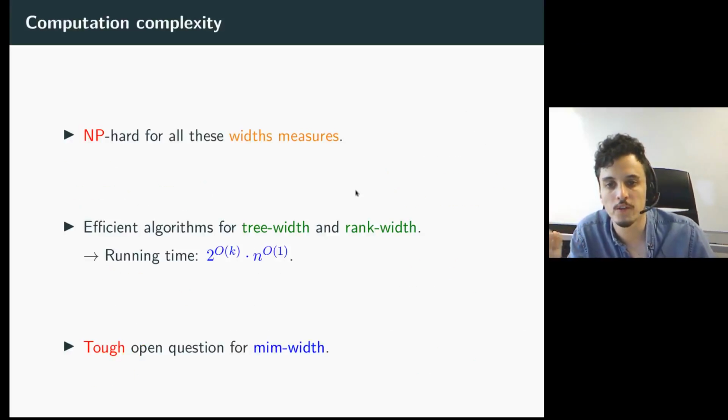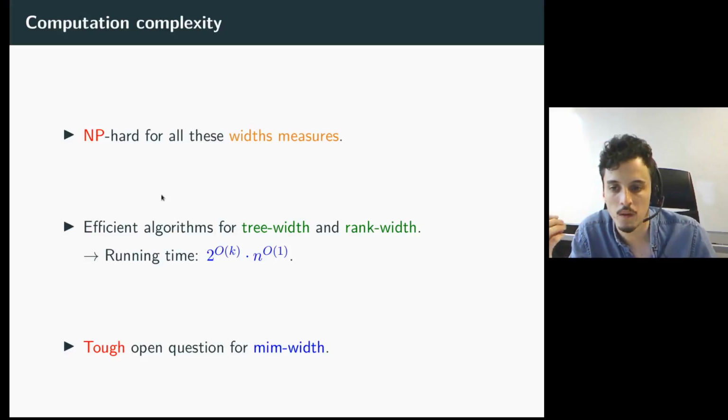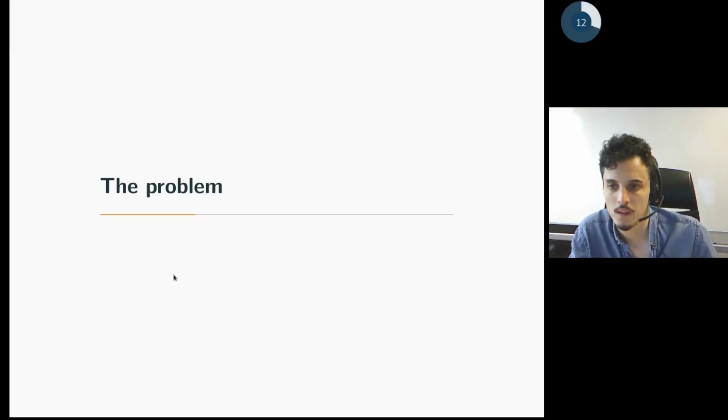For the computation, for all of these parameters, it is NP-hard to compute them. But for treewidth and rank-width, we know efficient FPT algorithms to compute them, and they have this running time. For Mim-width, there are plenty of open questions, and we just know that it is unlikely to be FPT, but we don't know if it is XP or not.